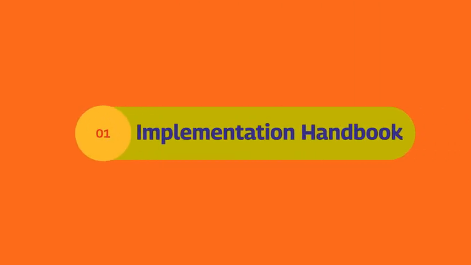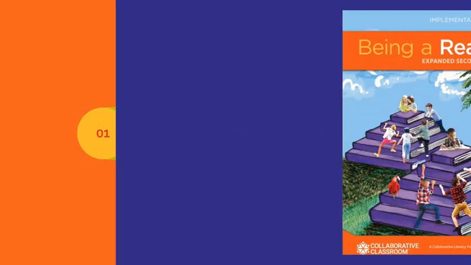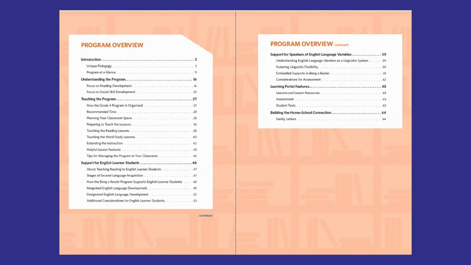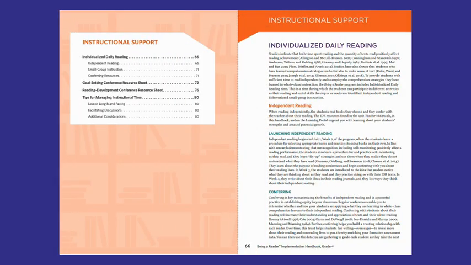The cornerstone of your kit is the Implementation Handbook. This is your comprehensive roadmap, providing a program overview, planning resources, and essential instructional supports. Be sure to explore your Implementation Handbook to fully understand each component of the Being a Reader program in order to best support your students.